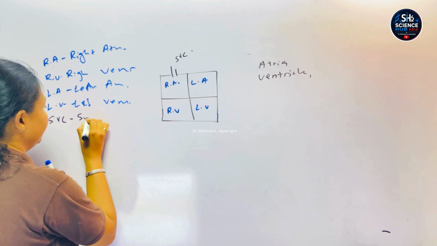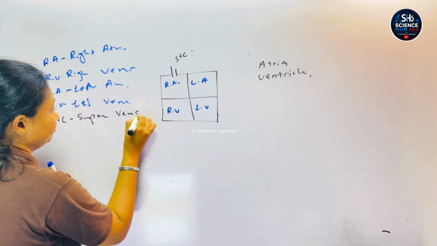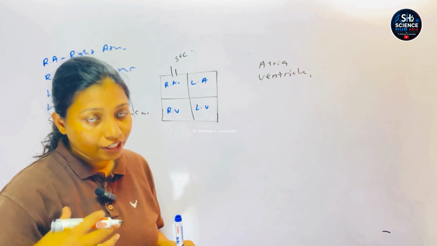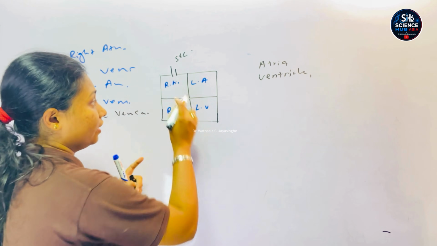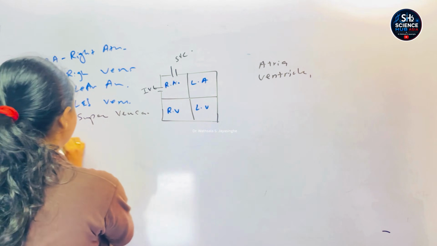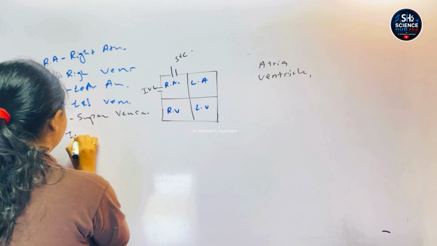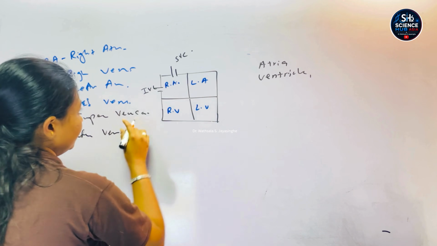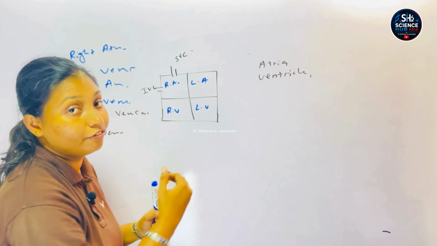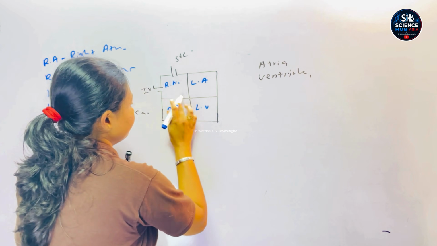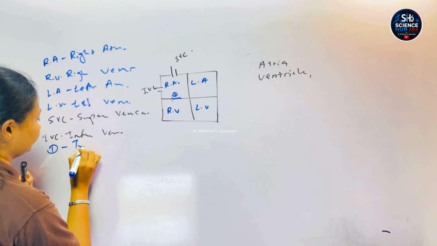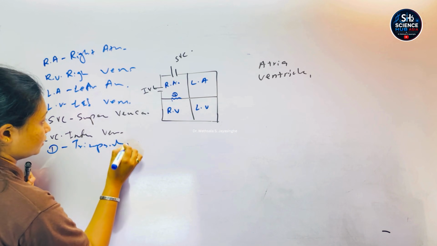SVC, superior vena cava. And also from the lower part of the body, deoxygenated blood will be brought to the right atrium by the inferior vena cava, IVC, inferior vena cava. Now, the right atrium is filled with blood. That blood will be sent to the right ventricle through the tricuspid valve.